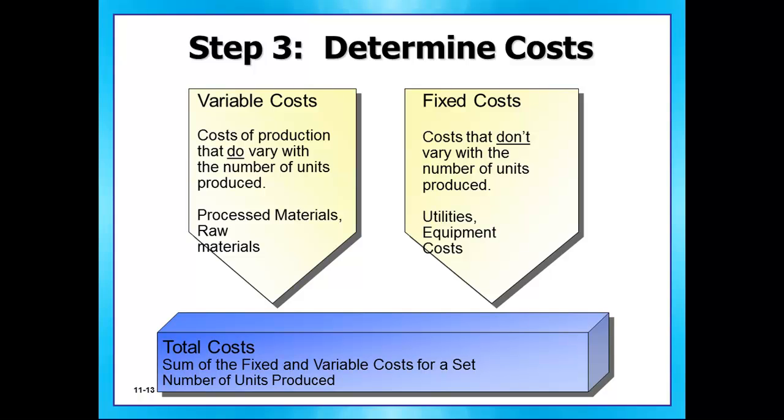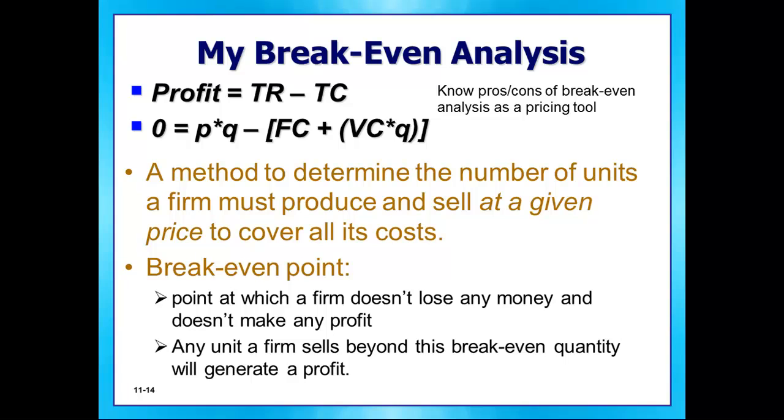The sum of fixed and variable costs creates the total cost component for a company in terms of estimating their pricing structure and their profitability. Cost is a primary factor in determining a company's break-even point. Break-even points can be computed in different ways, and in class we'll be doing break-even analysis using a very simple equation: profit equals total revenue minus total costs.